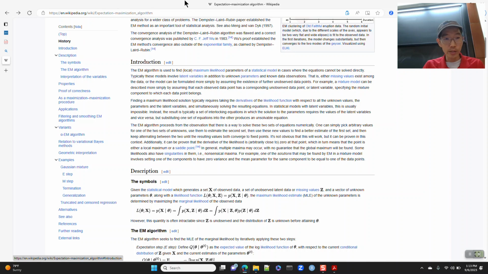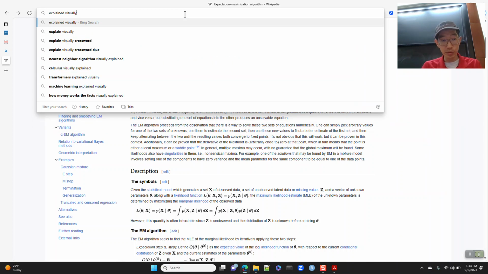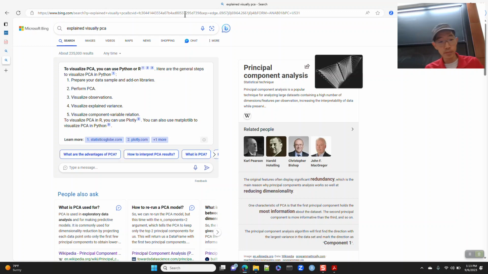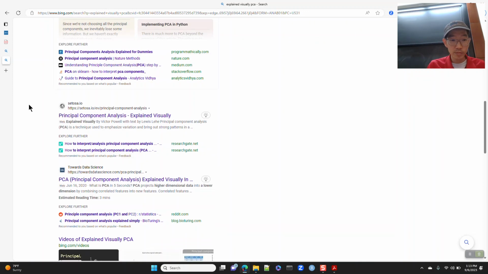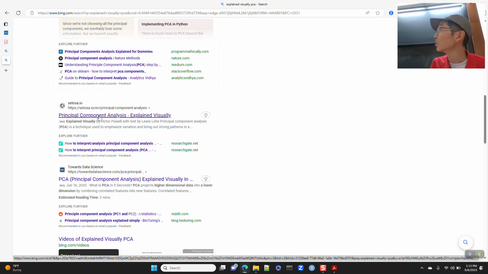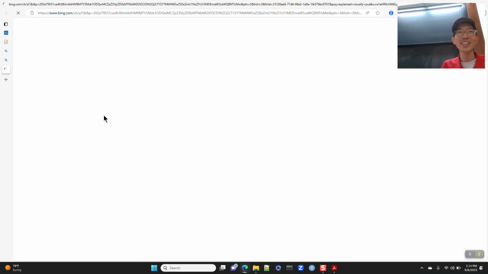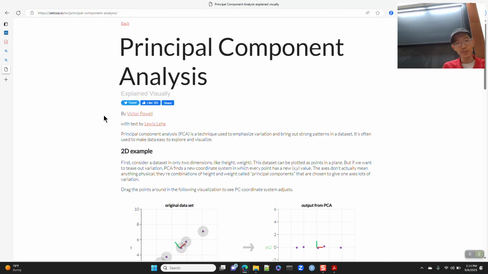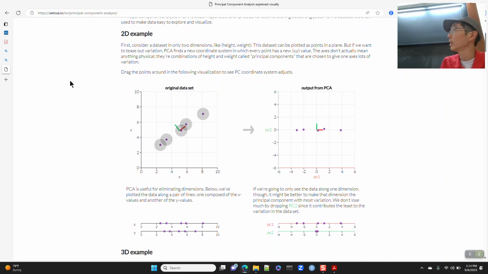There is another website called Explain Visually, and we're going to do PCA. The website is setosa.io, based off of the IRIS dataset. Okay, so this is the website, setosa.io/ev/principal components analysis. Here is data that exists in 2 dimensions, and when you plot it, x and y have high correlation.